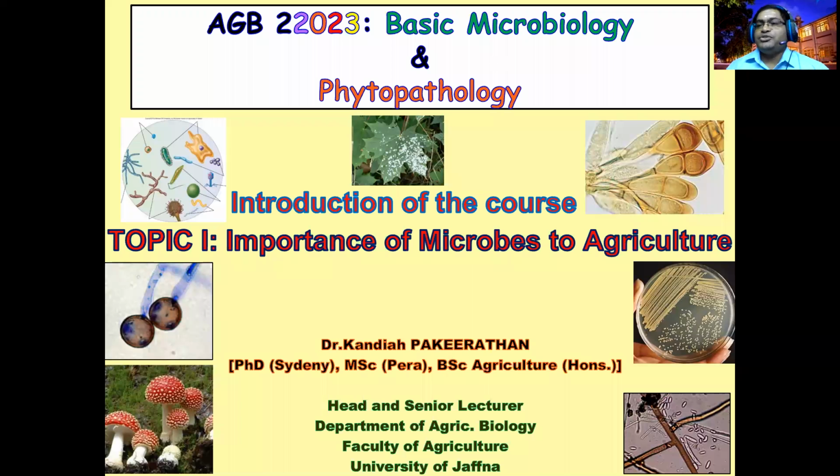This is the new semester, the second year, second semester. In the second year, second semester, you are going to study a course, Basic Microbiology and Phytopathology, from the Department of Agricultural Biology. This is a 3-credit course. That's what is indicated in yellow, a 3-credit course.